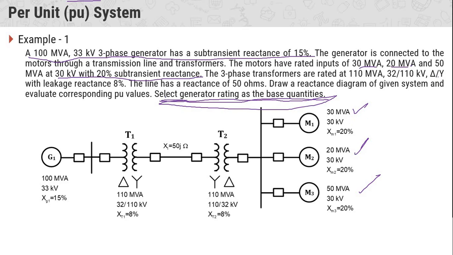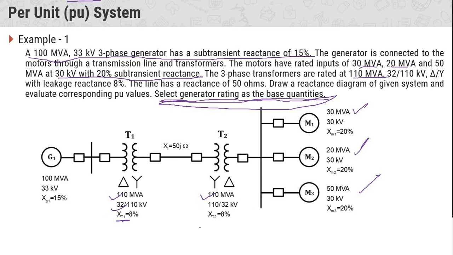Now for the transformers. The 3-phase transformers are rated at 110 MVA. Both transformers' MVA rating is 110, so write down 110 MVA. The first transformer is a step up, 32 by 110 kV, delta star, and the leakage reactance is 8%. And the second transformer is a step down, 110 to 32.